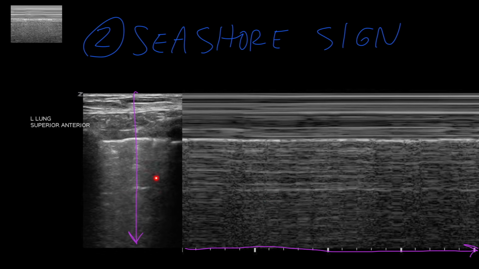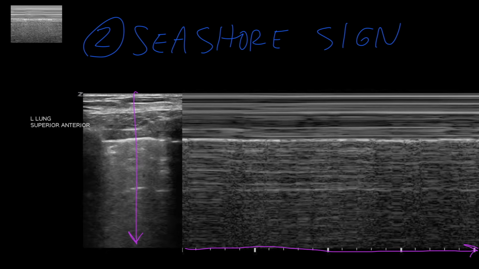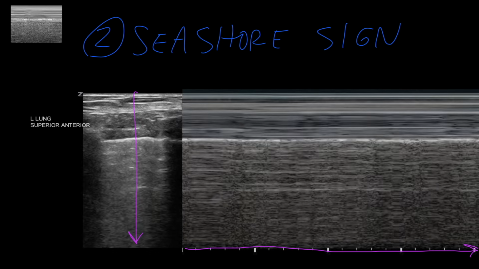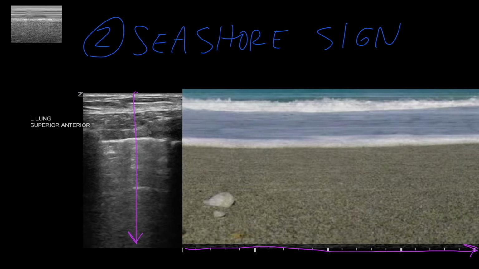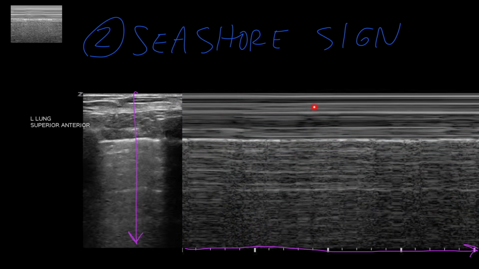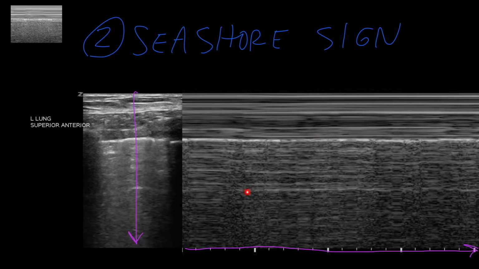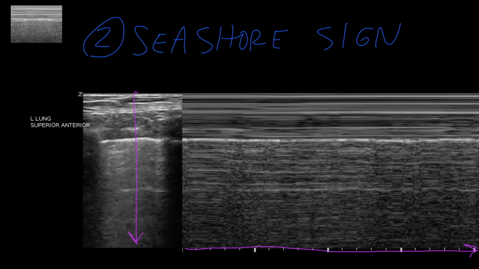You see all of this sparkling and movement in this artifact that is created. That is the appearance of normal lung sliding. And this is said to look like a seashore or a sandy beach, where you have up here the horizon, the waves coming in, you hit the seashore, and then you have this sandy beach appearance of everything below it.